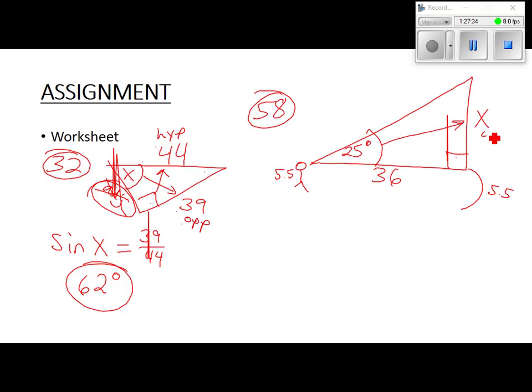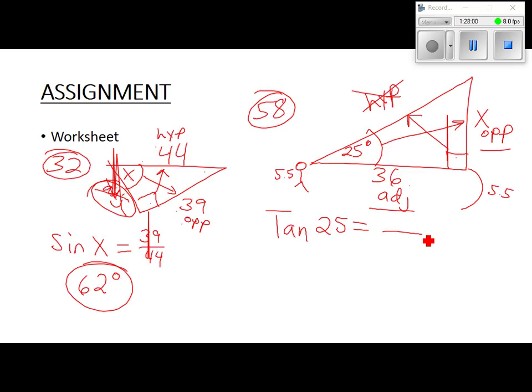What's that side going to be labeled? Opposite. What's that side labeled? Hypotenuse. Adjacent. Spectacular. Which one don't we care about this time? The hypotenuse. Only adjacent and opposite are in the game now. What trig ratio deals with adjacent and opposite? So we do tangent. What's our angle? 25 equals what over what? Opposite over adjacent, which is 36.